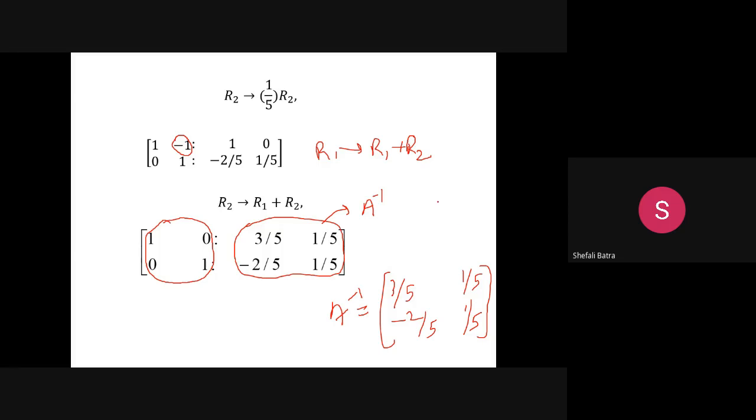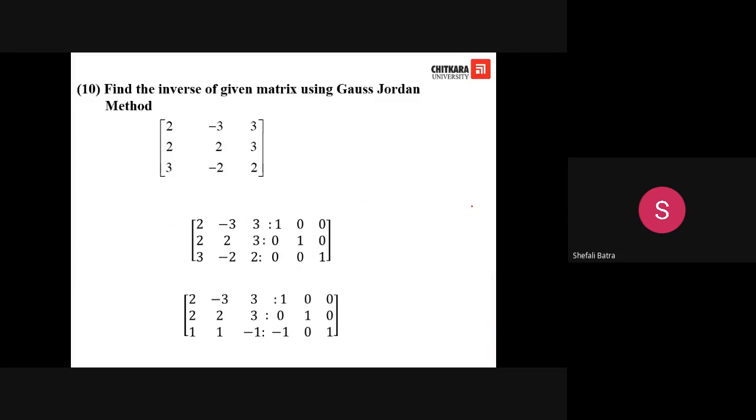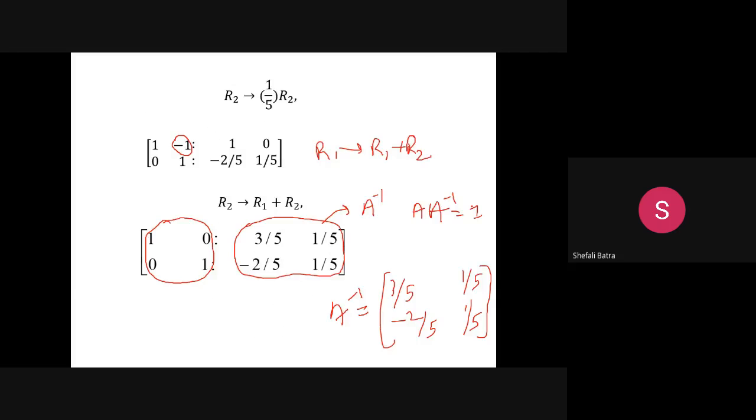Right? So for verification, you can check given matrix, A matrix, and A inverse, which you have evaluated. Check whether their product is identity or not. If it is yes, that means your answer is correct. Is it clear, beta? Yes, ma'am. Okay.